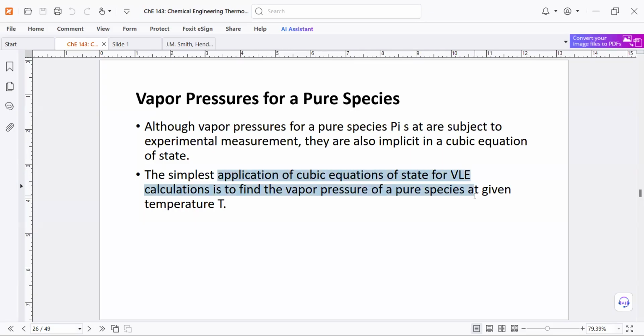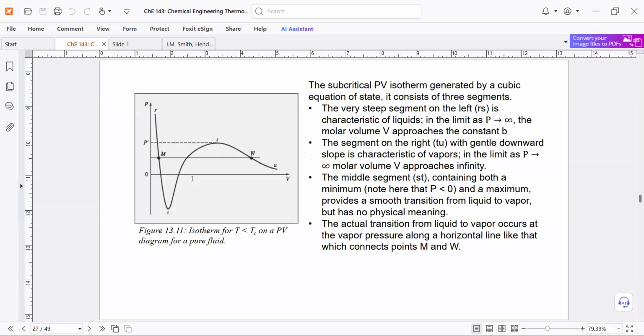And well, actually, the simplest application of these cubic equations of state for VLE is to find the vapor pressure of a pure species at a given temperature. That actually is the simplest application of cubic equations of state for VLE.